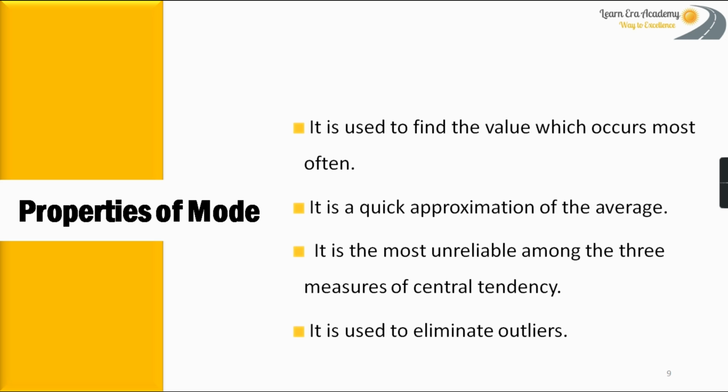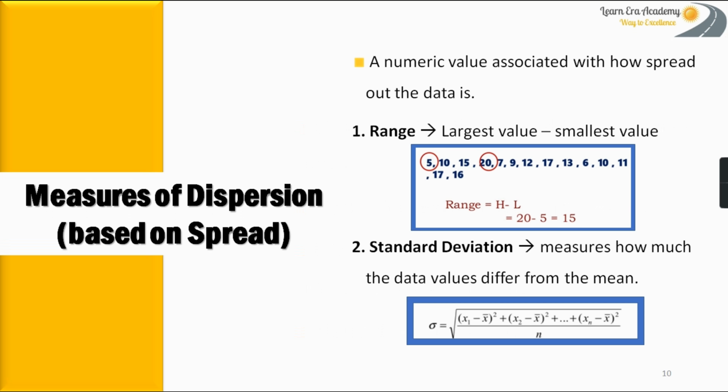Okay, now we can see about the measures of dispersion. In statistics, dispersion is the extent to which a distribution is stretched or squeezed. Common examples of measures of dispersion are variance, standard deviation, and interquartile range. And finally, we have one more called range.